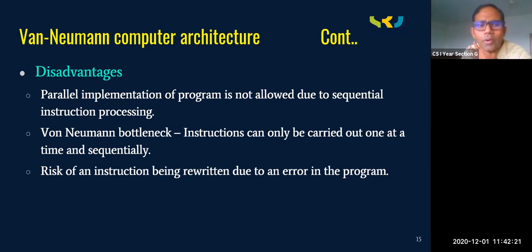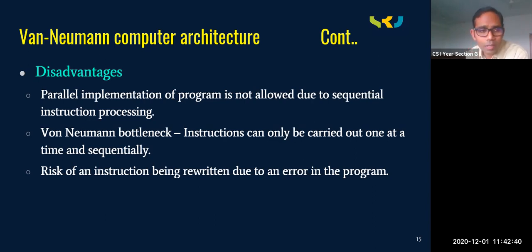We cannot overcome this part, so that's why we call it the von Neumann bottleneck of any technology. Instructions can only be carried out one at a time. We cannot execute more than one instruction, and that too in a sequential manner.